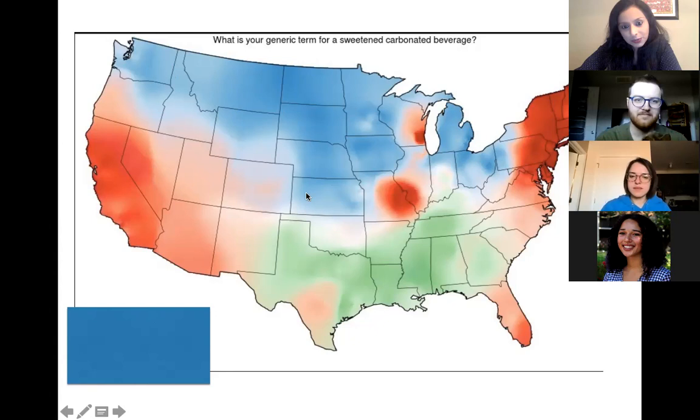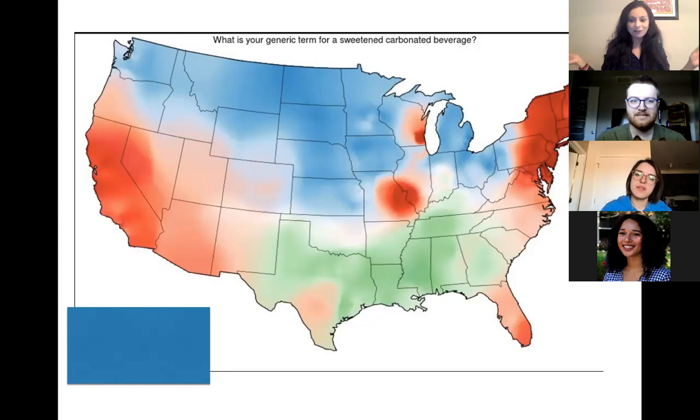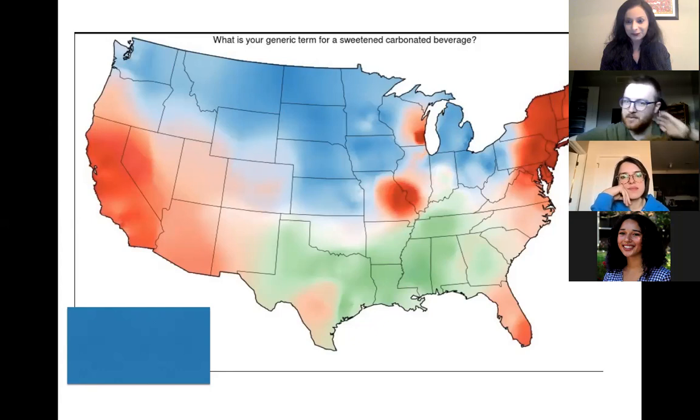What do you think the blue is? Because we are in the blue right here. As you can see, this is very different from the other map I showed you, right? There's this red, there are deep reds, there's green, there's blue, all kinds of things going around. So what do you think is the blue? Soda, pop, fizzy water, bubble water? I'm going to say that the blue is probably pop. Okay. I think the blue is soda because Wisconsin and Minnesota are up in there. We know Minnesotans say soda.